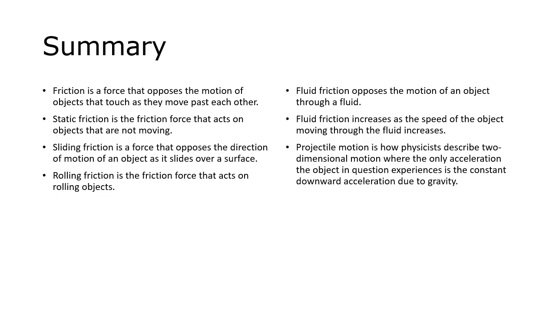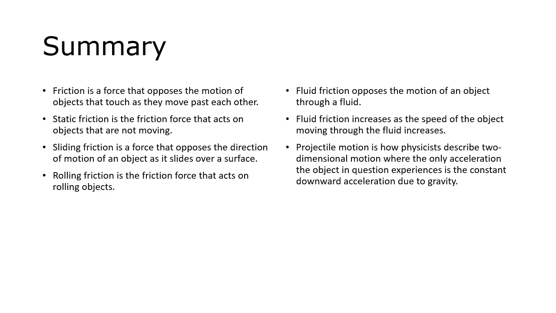Lesson summary. Friction is a force that opposes the motion of objects that touch as they move past each other. Static friction is the friction force that acts on objects that are not moving. Sliding friction is a force that opposes the direction of motion of an object as it slides over a surface. Rolling friction is the friction force that acts on rolling objects. Fluid friction opposes the motion of an object through a fluid. Fluid friction increases as the speed of the object moving through the fluid increases.